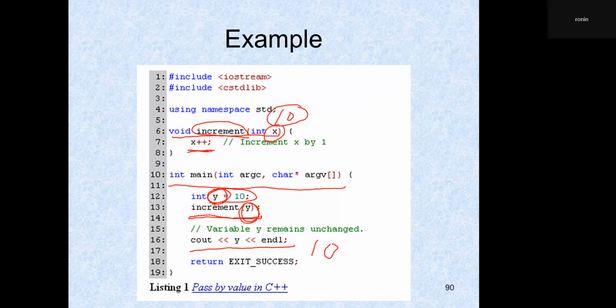x++, we just change the original value's copy. We just change the copy's value, not the original value. So after returning from this function, cout the original value: no change. This is pass by value. I remember pass by value just passes a copy of the original value.